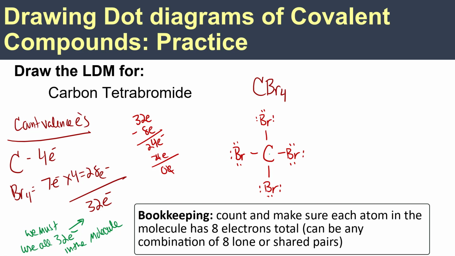So let's start in the middle. Does my middle atom have 8 electrons? Well, I've got 2, 4, 6, 8. That's a full octet. My carbon is good to go.